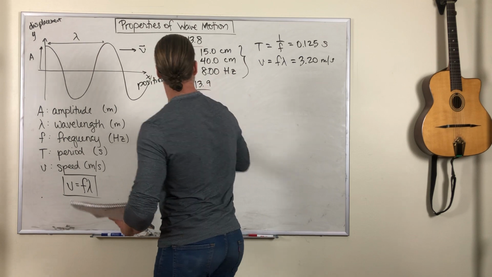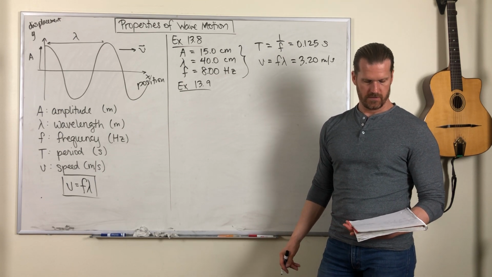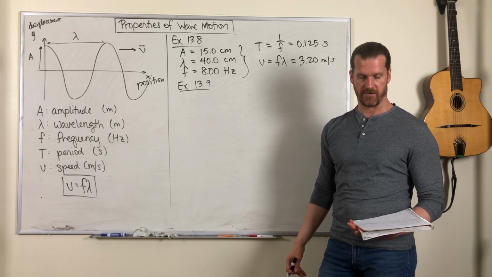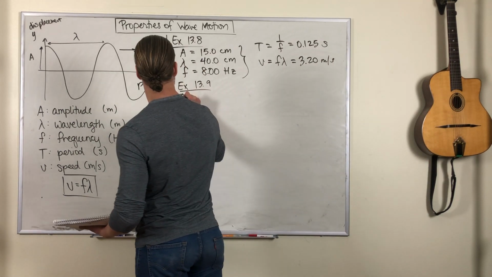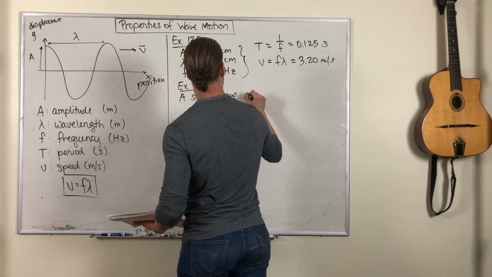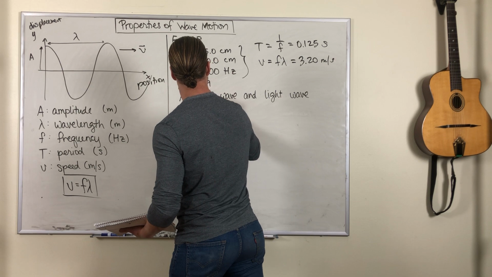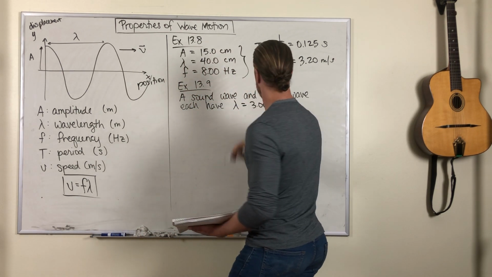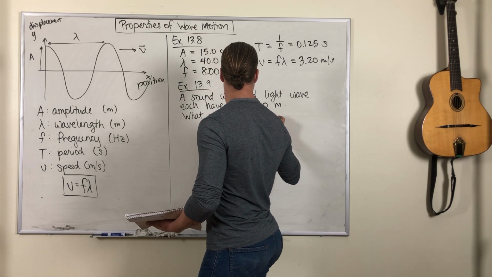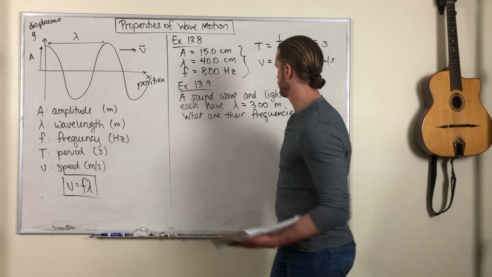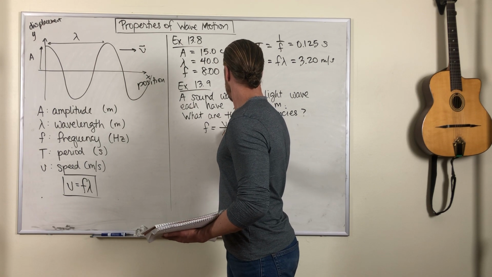Example 13.9. Also simple calculations, but kind of fun to think about. Let's consider a sound wave and a light wave that each have a wavelength of 3 meters and figure out what their frequencies are. If you turn this equation around a little bit, you can see that frequency equals speed over wavelength.